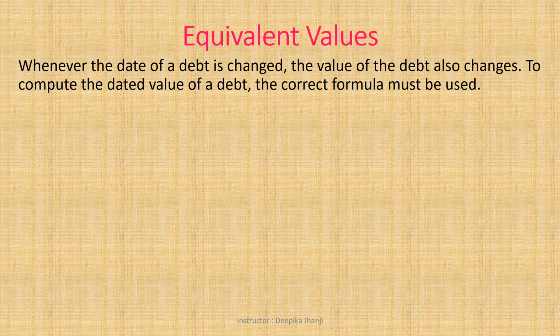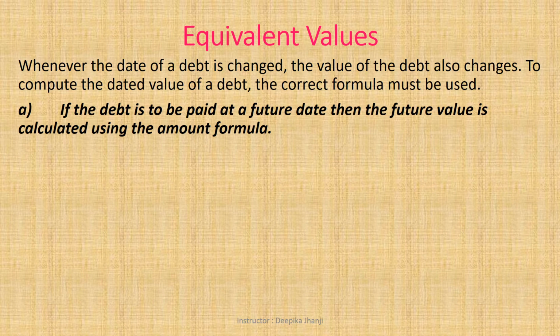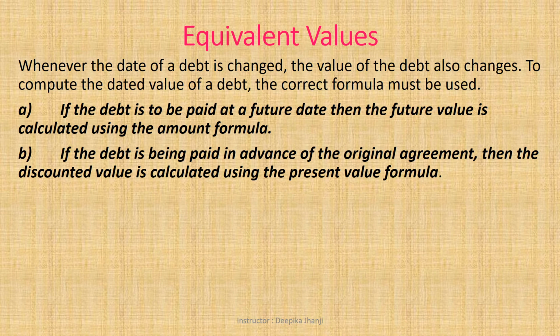guideline to pick the right formula is: if the debt is to be paid at a future date or later date, then the future value is calculated using the amount formula, and if the debt is being paid in advance or on an early date of the original agreement, then the discounted value is calculated using the present value formula. That is, for any future payments or later payments, we calculate FV, and for advance payments or early payments, we calculate PV.